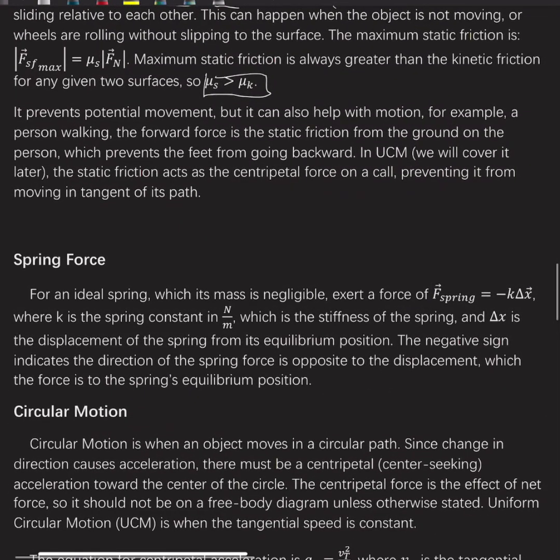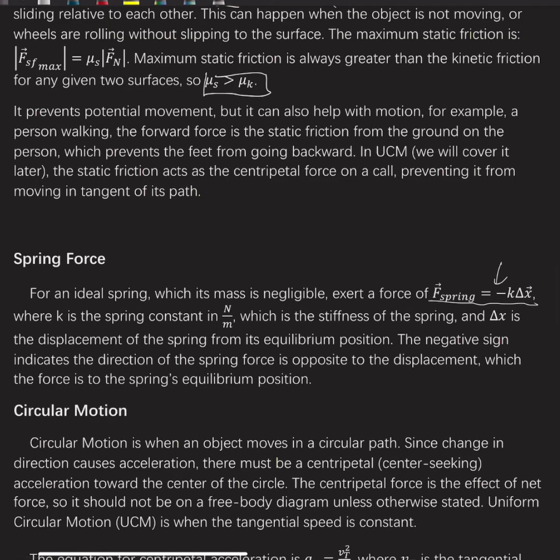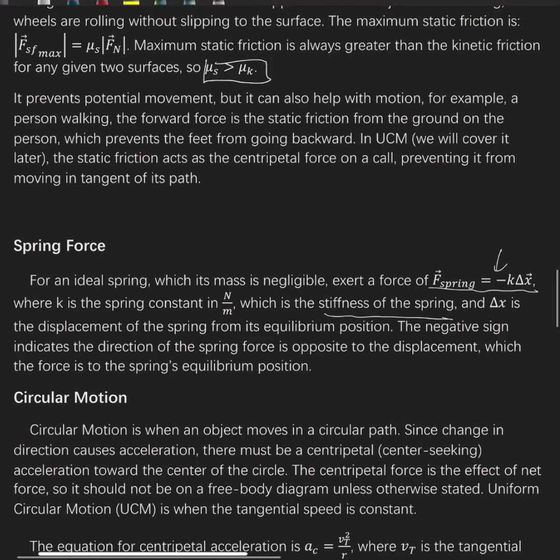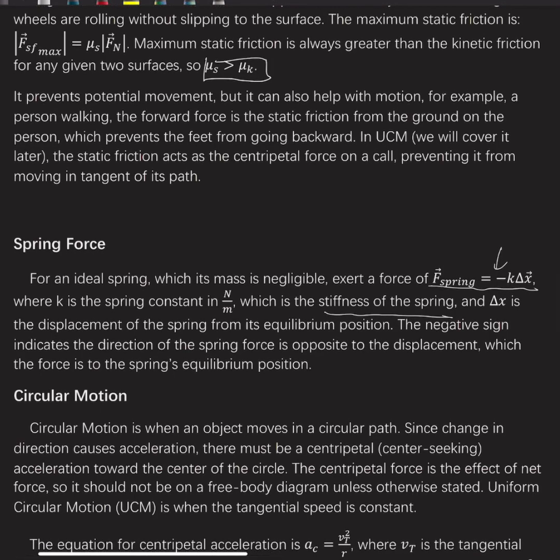Spring force. For an ideal spring, where the mass of the spring is negligible, the force is equal to negative kx. The negative means that the force of the spring is opposite to the displacement from equilibrium. The k is the spring constant in Newtons per meter, which is the stiffness of the spring. Delta x is the displacement of the spring from its equilibrium position. The negative sign means the direction of the spring force is opposite to the displacement, so the force is always pointing to the equilibrium position.